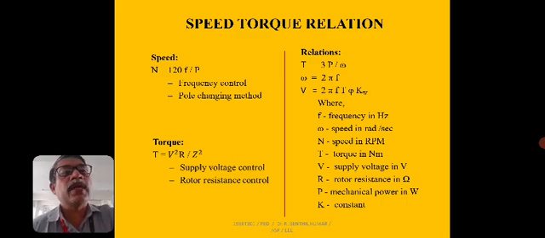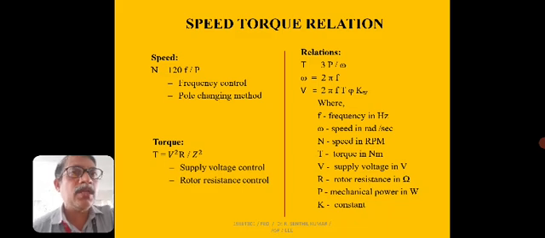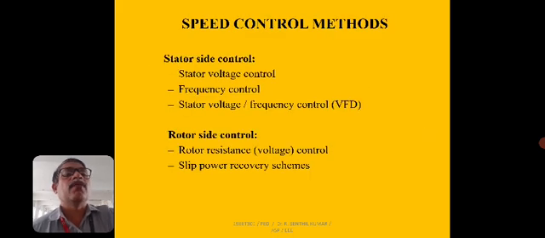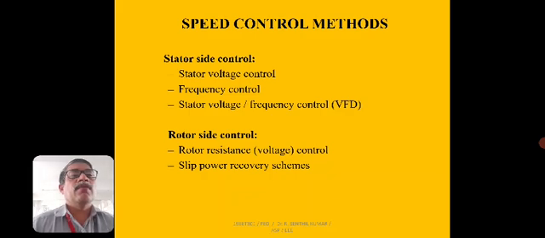Therefore, for varying the speed of an induction motor, we can either vary frequency or vary poles on the stator side, whereas we can vary the rotor resistance on the rotor side with the help of power electronic converters. For the rotor side, another very important topic comes into the picture. It is your slip power recovery schemes, where we can regenerate the power. Slip power can be recovered and given to the battery or given to the supply. Particularly, slip power recovery is utilized for electric vehicles, EV.